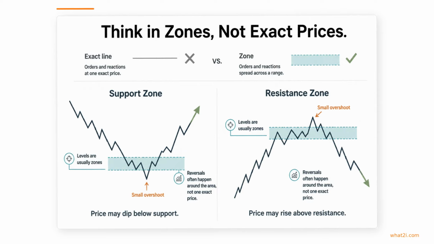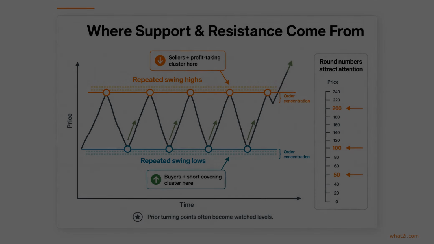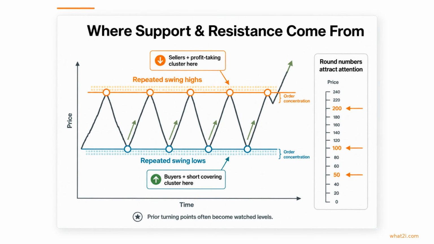Thinking in zones helps you avoid being too rigid. It also leads to more realistic trade planning because markets often test an area rather than touch an exact line and reverse instantly. Horizontal support and resistance often come from prior turning points on the chart.